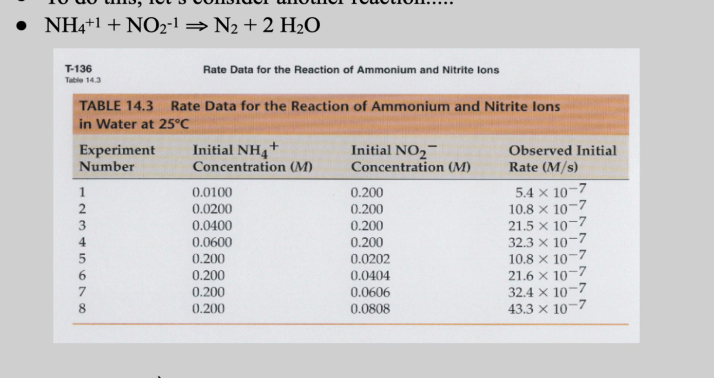Then you do it again. In this second trial, the initial concentration of ammonium was 0.02. The initial concentration of nitrite was 0.2. Dump them together, measure the rate, dump it down the drain. You get the idea? And guys, you do this for 8 trials. So now I have a different question for you.